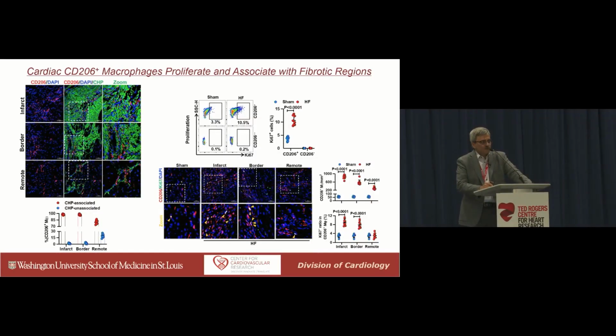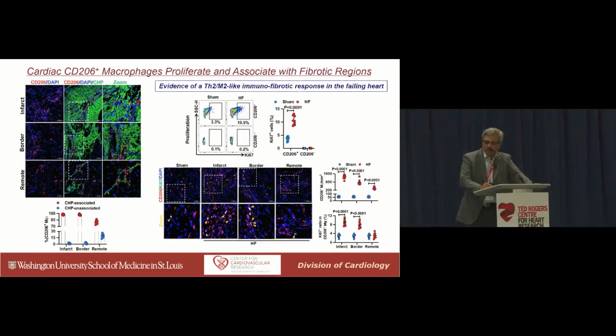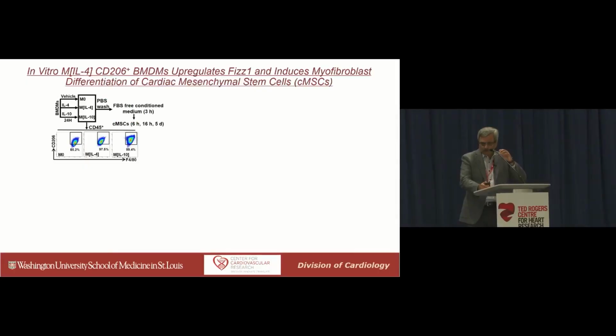So this suggests that these macrophages are dynamically expanding, associated with fibrotic regions, and may be responsible for the infarct expansion and post-infarct remodeling that we see very frequently in animal models and in patients. So we felt that this was evidence of a Th2 M2-like immunofibrotic response in the failing heart. So the next question was, what is it about these macrophages that is contributing to a fibrotic response?